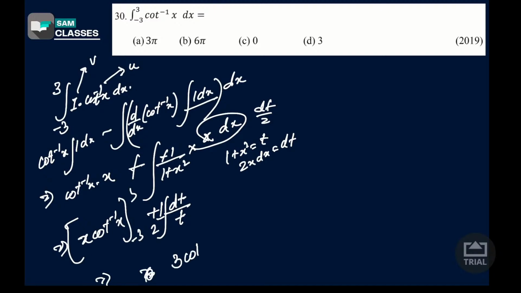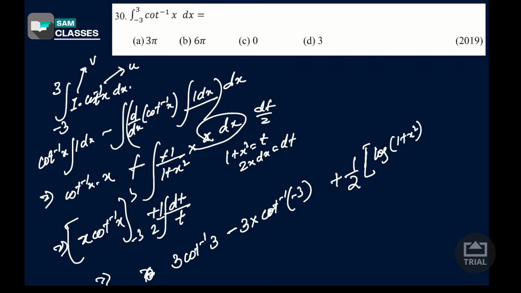So 3 cot inverse 3 minus 3 into cot inverse of minus 3 plus half into log t. Okay. Now log t is what? Log of 1 plus x square. I have taken that only as t. Put minus 3 to 3. So here what am I getting?